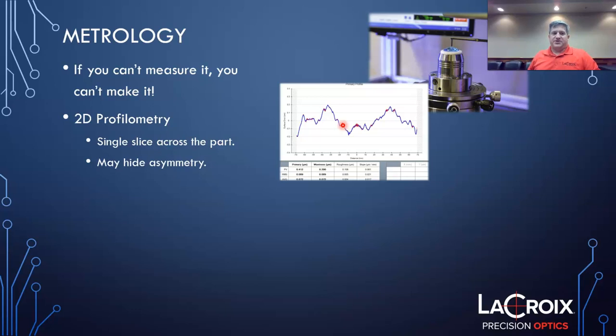The main limitation, kind of two limitations. One, you're contacting the part. So for very soft glasses, you need to consider the potential of damaging the part. But generally, that's not an issue. But also, it could hide asymmetry. If you have astigmatism, you're not going to see it on a single slice because that's a radius just along that one axis. So it'll just show up as maybe a vertex radius error. Or if you have coma in the part and you measure it just the right angle, you might not see the coma. So there's some definite limitations of 2D profilometry.